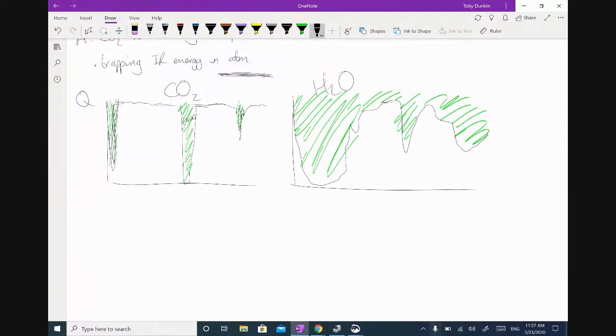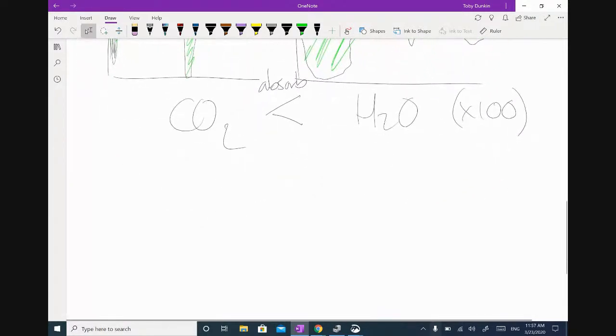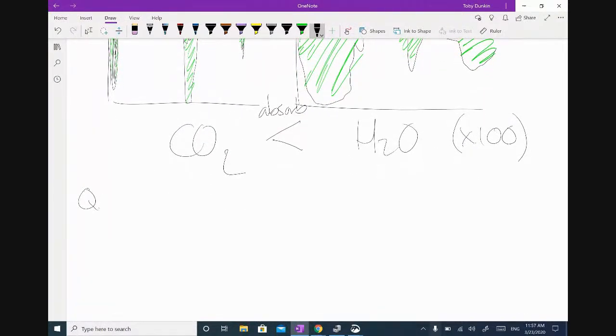So absorbance is far greater for H2O than it is for carbon dioxide, probably about 100 times. Now, what that means is water is much, much, much worse greenhouse gas. Far, far worse. So why do we not seem to be moaning about it as much as we do with carbon dioxide? Yeah, they're going to say, why is H2O not talked about?